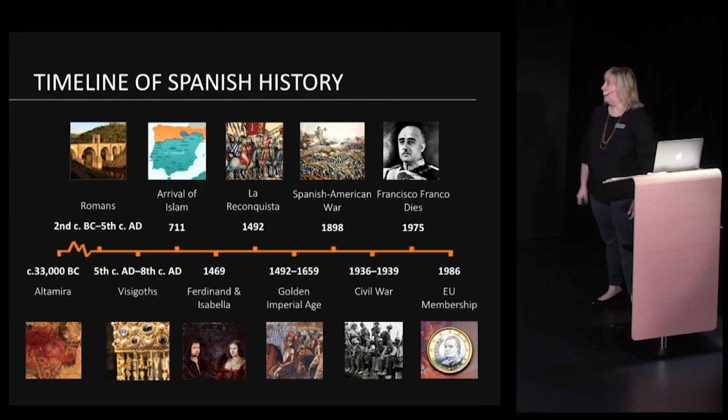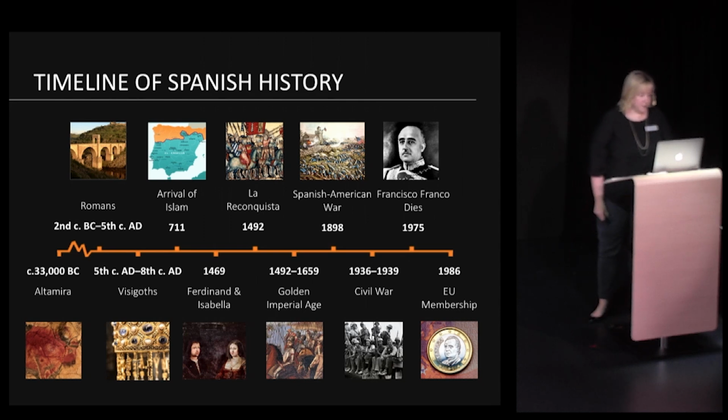So here's a quick timeline of Spanish history. And of course, it follows what I just mentioned before, starting way back when, in 33 BC, with Altamira, the Romans, the Visigoths, the arrival of Islam, and so on and so forth, until we come down into the modern age and EU membership.